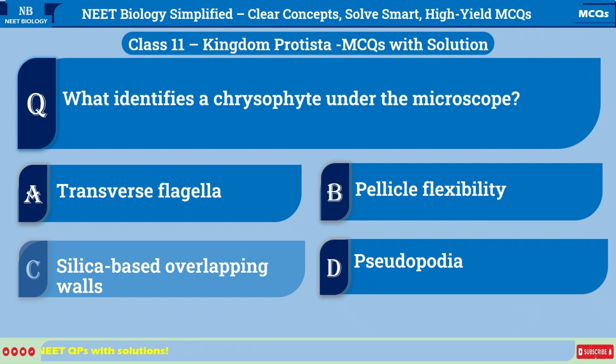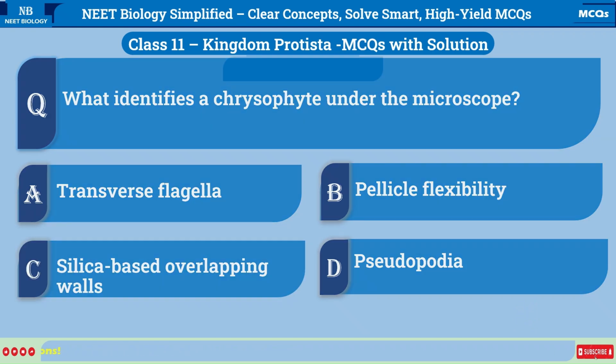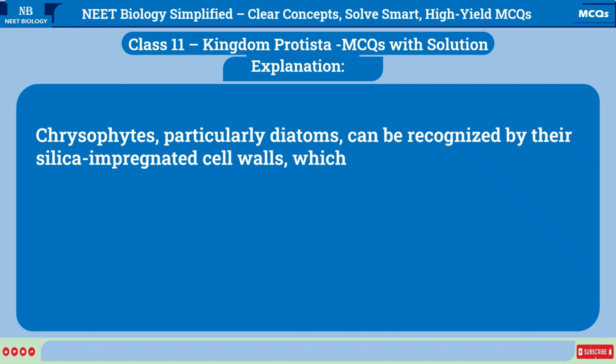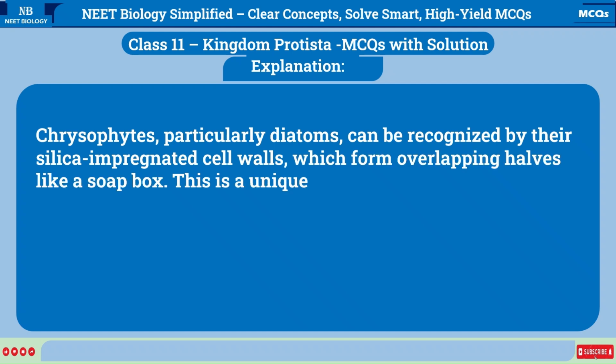Correct answer is C. Silica-based overlapping walls. Explanation: chrysophytes, particularly diatoms, can be recognized by their silica-impregnated cell walls, which form overlapping halves like a soap box. This is a unique feature.